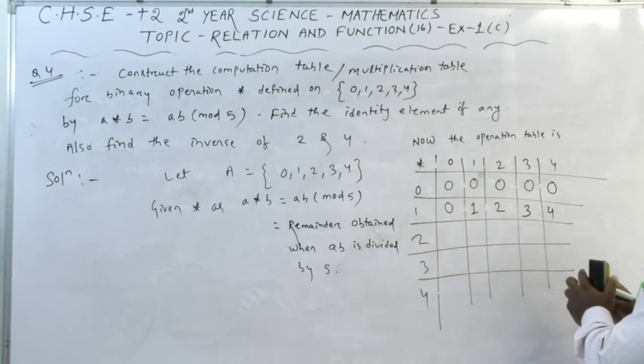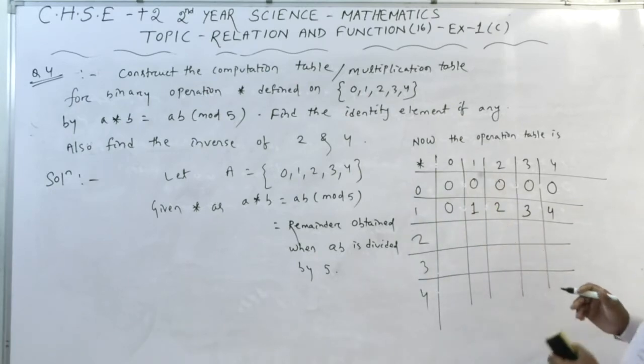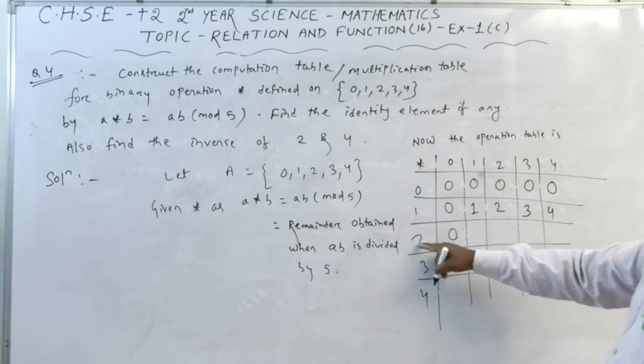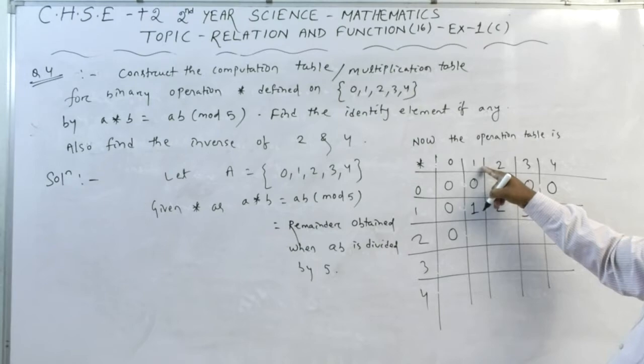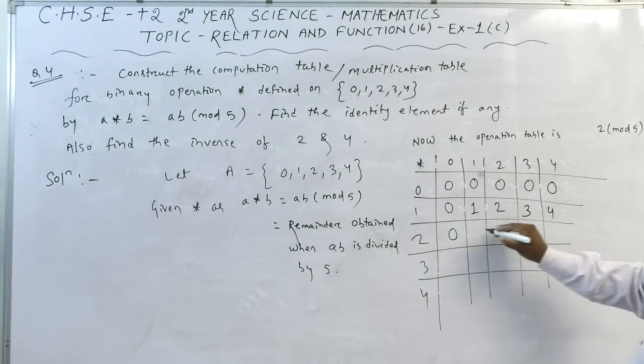2 star 0 is what? When 2 and 0 are multiplied, so 2 into 0, 0. 0 modulo 5 is 0. And you will get 2 star 1, it is 2. So when you divide 2 modulo 5, what do you get? 2 modulo 5? The remainder is 2.